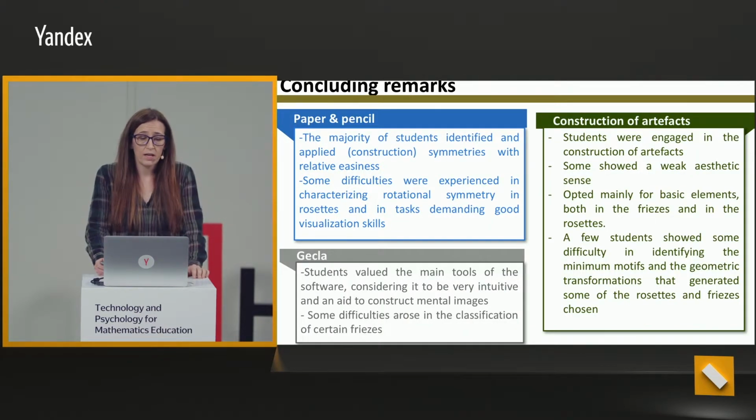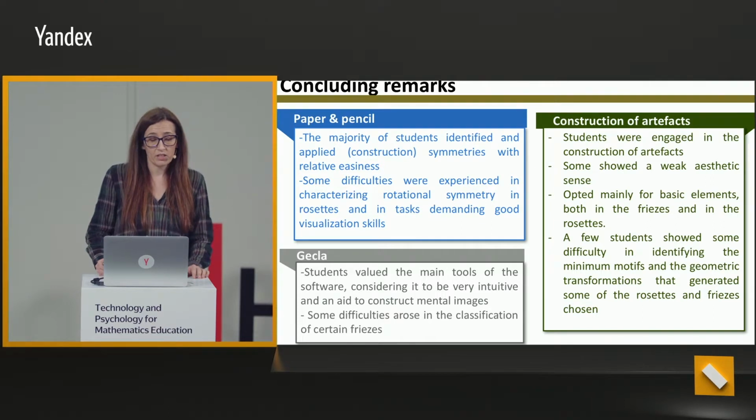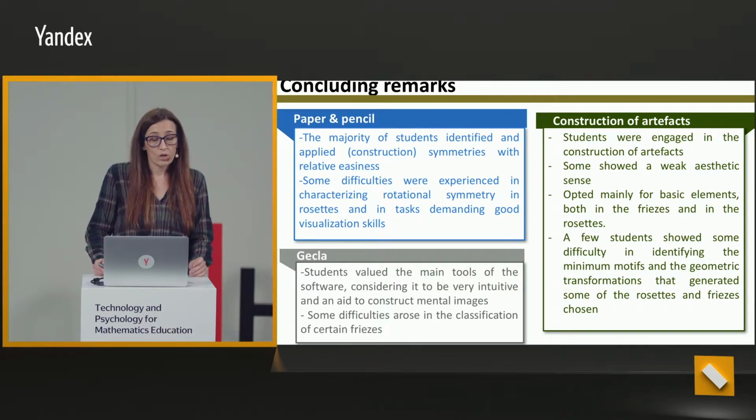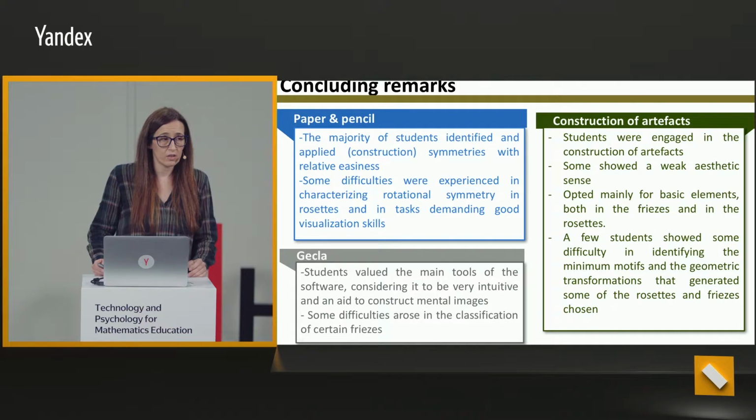So to conclude, in the paper and pencil environment, the majority of them identified and applied symmetries with relative easiness. However, some difficulties were experienced in characterizing rotational symmetry in rosettes, and also in tasks demanding good visualization skills. In JECLA, they valued the main tools of the software and considered it to be very intuitive and an aid to construct mental images, but they also showed some difficulties in the classification of certain friezes.